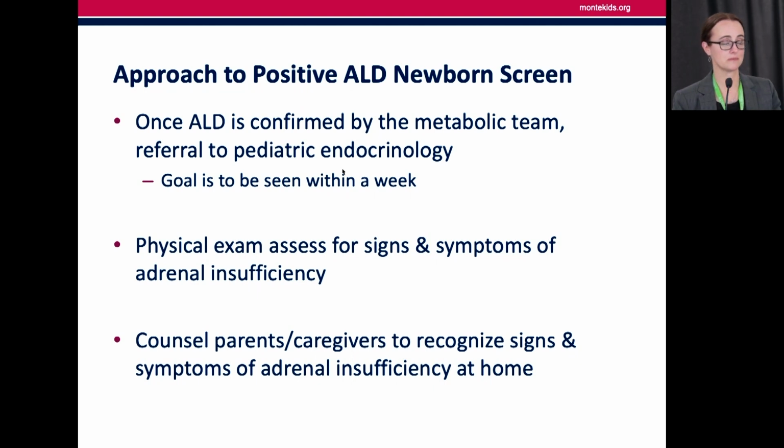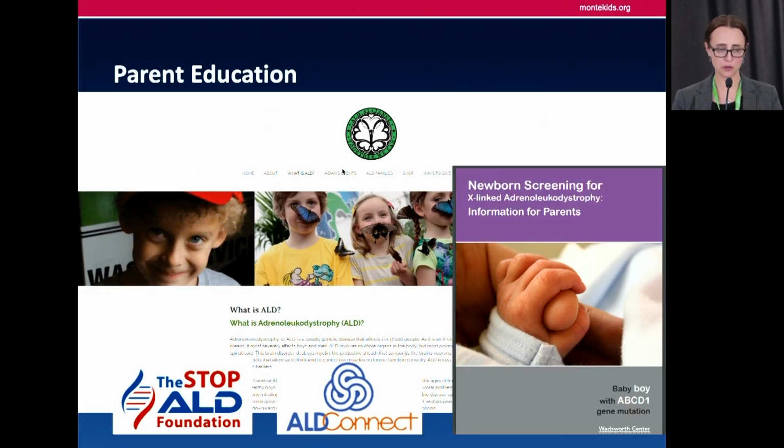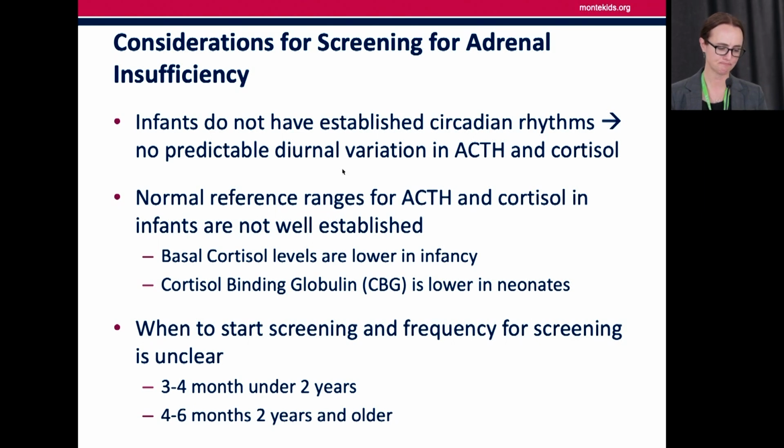So my personal approach: see them in the first week, get a good family history, identify anyone in the family who needs adrenal testing, do a physical exam looking for signs and symptoms of adrenal insufficiency, but also teach the families what adrenal insufficiency is, what it looks like, and make sure they know when to call you if they have any concerns. There's a lot of great education. ALD Alliance has a wonderful handout for parents, and it's part of the care package that goes out to families. I would encourage everyone to take advantage of it because I think it's written in language that parents can understand.